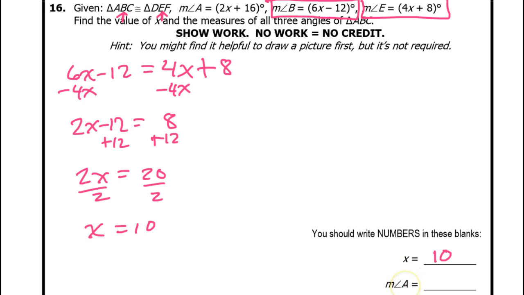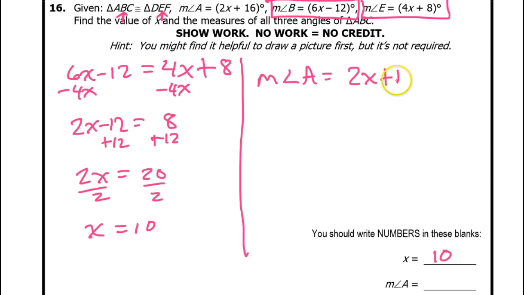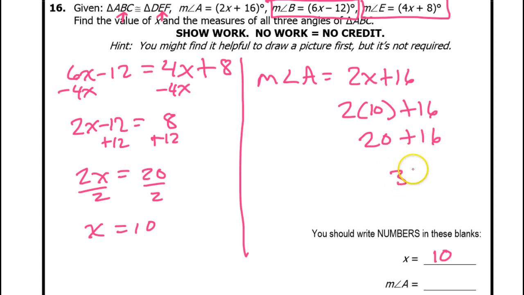Then I need to find the measure of angle A. So I do have an expression for that. So the measure of angle A is 2x plus 16. But now I know that x is 10, so this will be 2 times 10 plus 16. So that's going to be 20 plus 16, so that'll be 36.